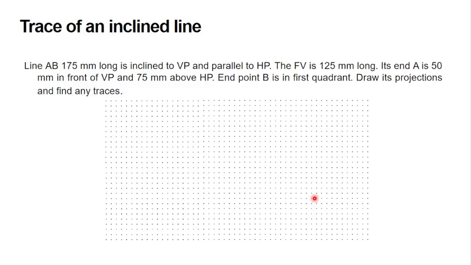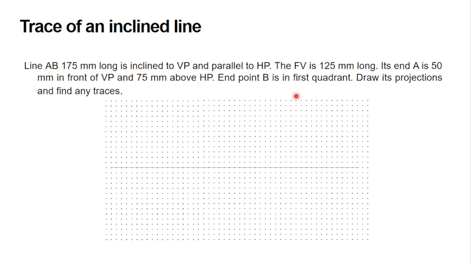Fine. Let us quickly see one problem. Line AB 175 mm long, so this is going to be the true length, inclined to VP, parallel to HP. So when the line is parallel to HP, in the top view we are going to get the true length and the true angle. Front view will be distorted, will be giving you apparent length. So front view length is 125 and A is given 50 mm in front.